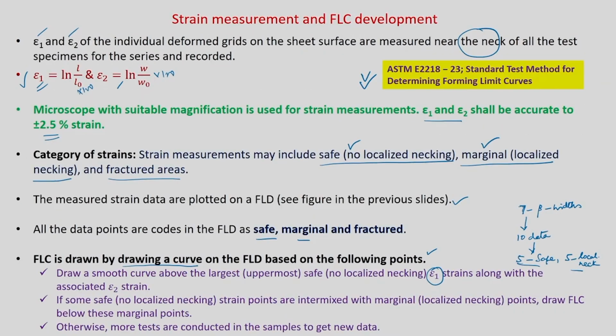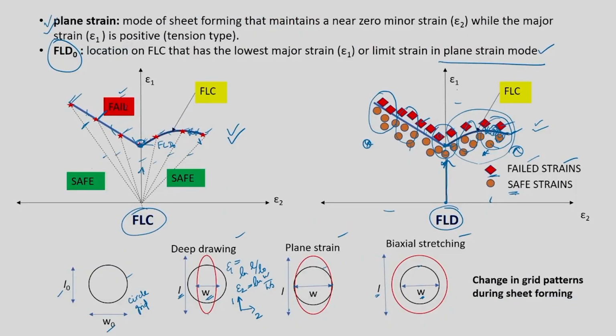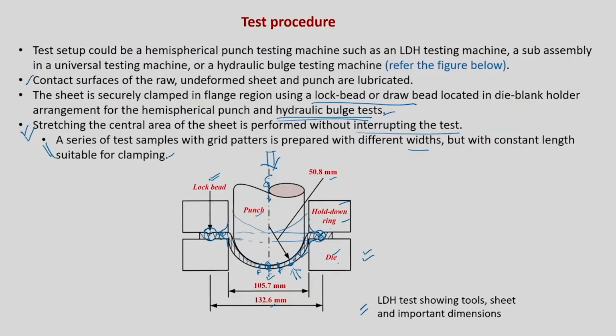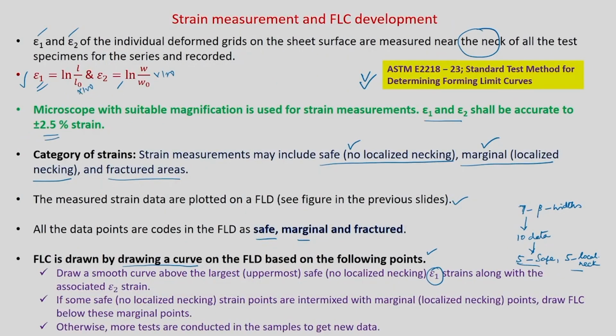With respect to this diagram, you see the largest epsilon 1 strains, these values: 1, 2, 3, 4, 5, 6, 7, 8, 9, 10, 11. You have to draw a curve just above that. Draw a smooth curve above the largest safe epsilon 1 strains along with the associated epsilon 2 strains, such that all these largest safe strains are below the curve.